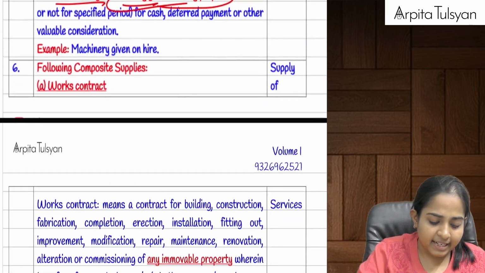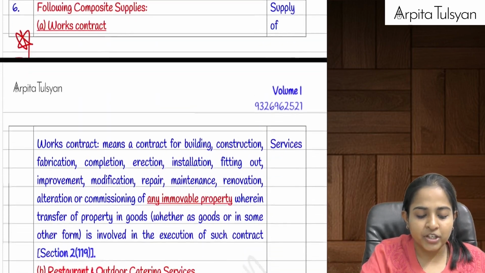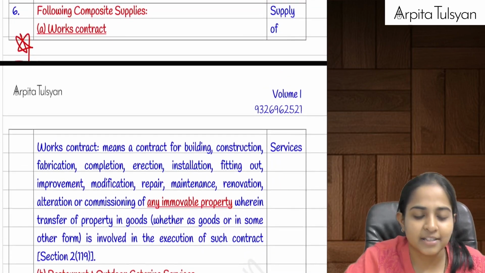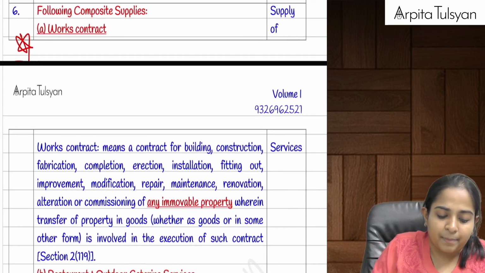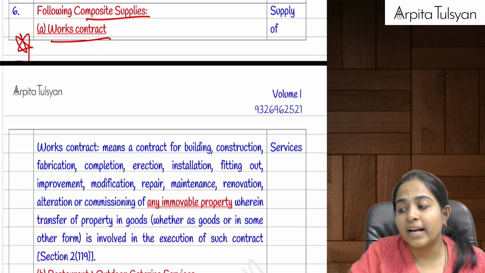Then after that, the next one. Yes, the sixth one, again very, very important. The two points which created havoc in your VAT and service tax. Works contract supplies. First of all, works contract supply. What do you mean by works contract? Works contract is such a contract.